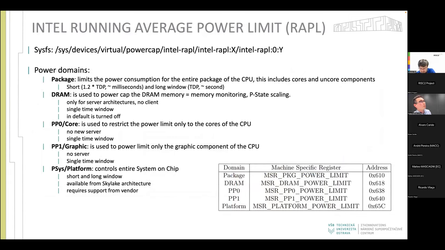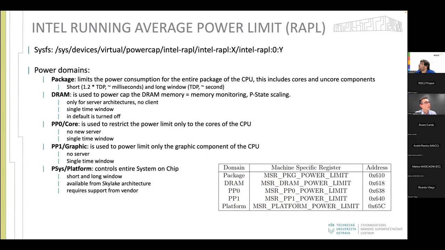Another thing is power capping, or running average power limit in the case of Intel. So the well-known RAPL interface of several power domains is in the community mostly used to measure energy consumption, but this is, let's say, a side purpose, because it's designed to limit the power consumption of the CPU.